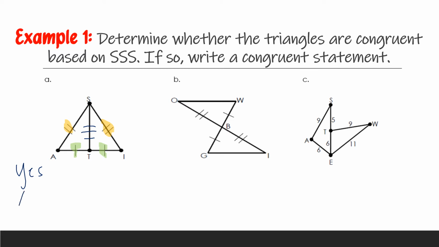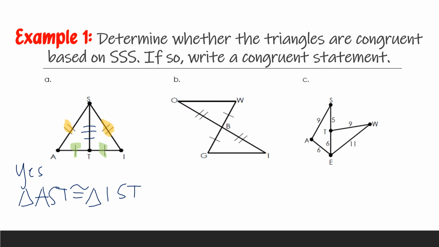And so then we're going to say triangle AST is congruent to triangle, watch the order, IST. If I say AST, I must say IST. Now I could have done SAT and SIT, and there's a lot of different ways we could combine or name those triangles.